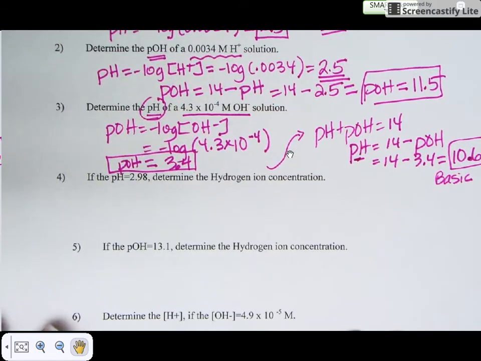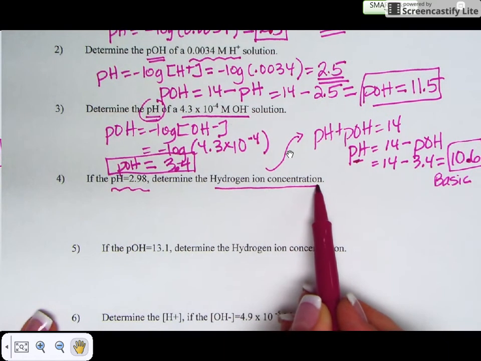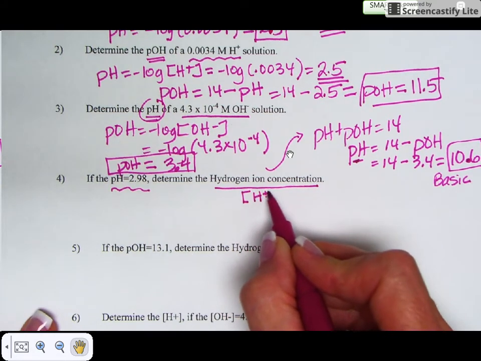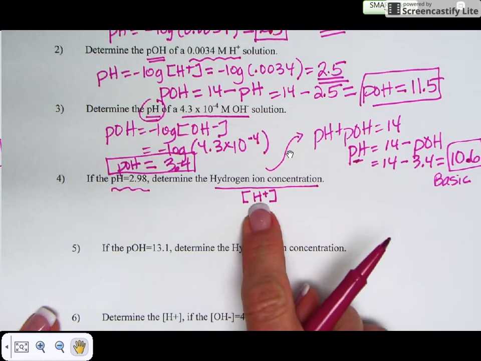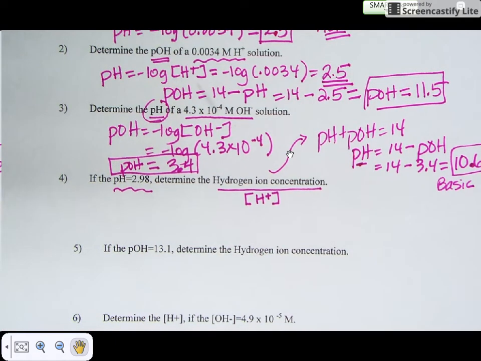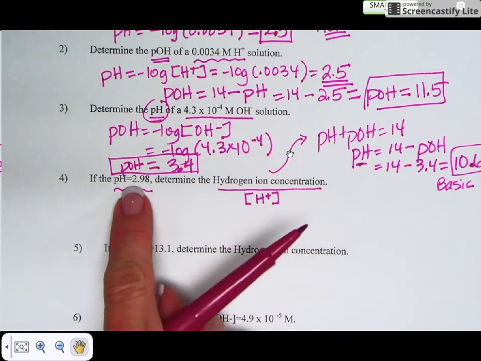All right, question number 4. Here we're given the pH and we want to determine the hydrogen ion concentration. Now, hydrogen ion concentration in our formula looks like this. Hydrogen ion, if the brackets were around it, it's a concentration. So for this one, we are going to use the pH formula, number 2.